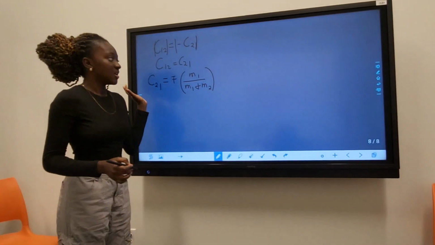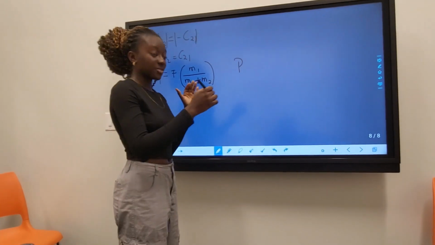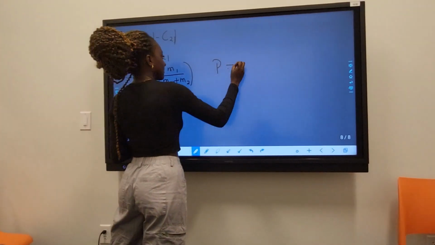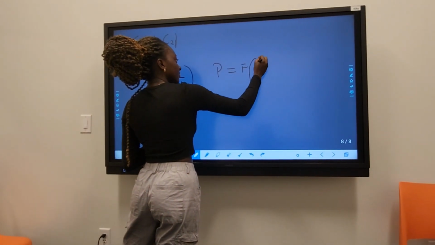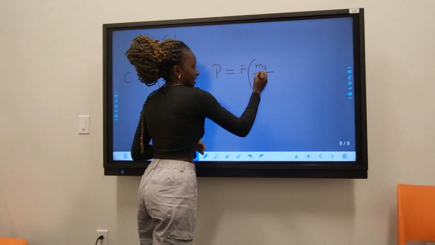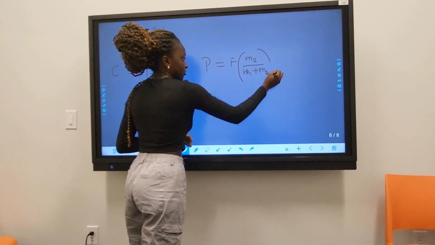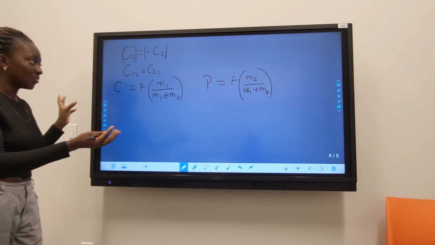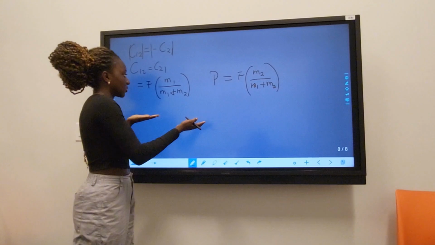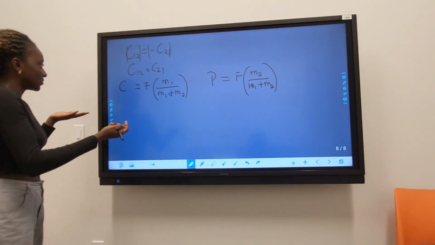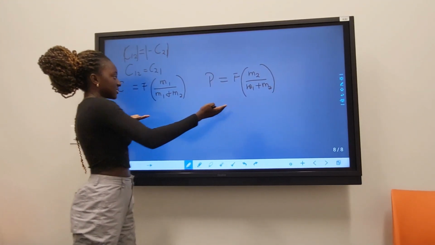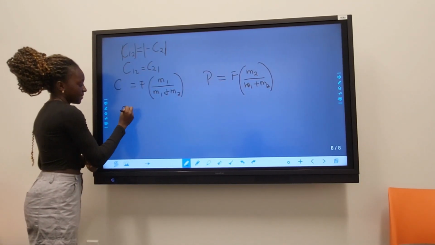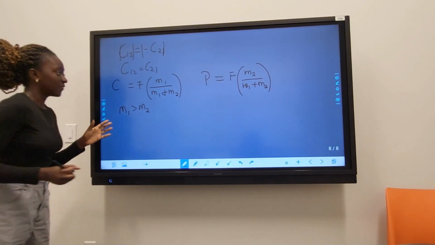And from the previous scenario, we had P being F times M2 over M1 plus M2. So we are comparing both of these to know which one would be greater, which one would be lesser, essentially. From just looking at this, you can actually tell which one would be greater, because we've been told previously that M1 is greater than M2 for both situations.